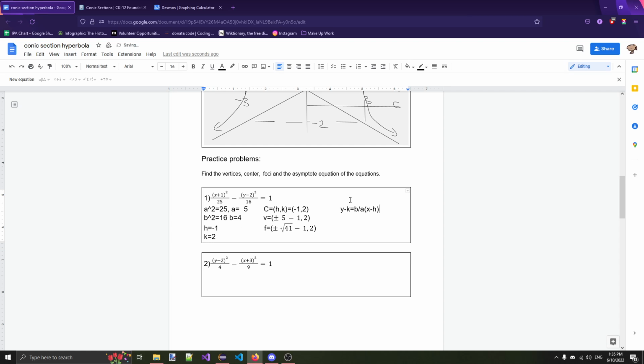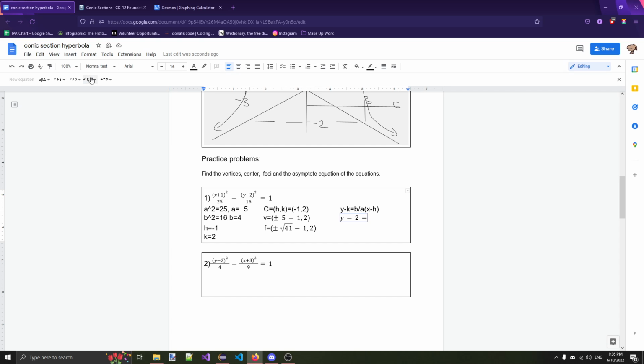Easy. Easy lemon, easy lemons, as the adults say this time. I'll spice it up. So, substituting k, we got 2. b over a, what's b over a? b is 4, a is 5.